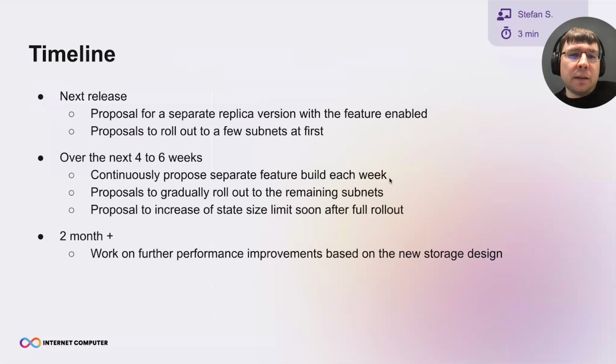So in terms of timeline, with the next set of replica version proposals, DFINITY will propose a separate replica version that has this feature enabled. And so this is later this week. And then the idea is that we roll it out to a couple of subnets first. And then over the next month or so, we'll gradually roll it out to all the subnets. And the increased state size limits will follow after that. And then once everything is rolled out, that's also when we'll start working on getting the further performance improvements based on this new storage design.